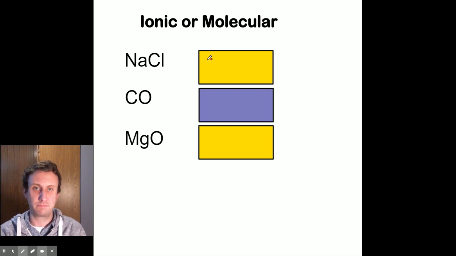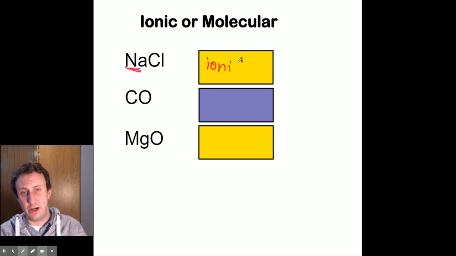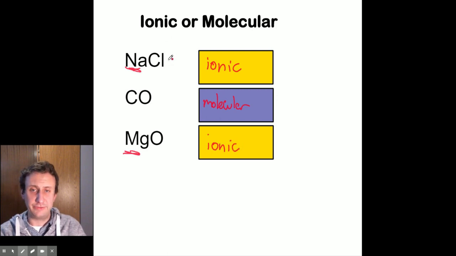Pause. Okay, here are the answers. Sodium chloride. Sodium, again, it's a metal. So this is going to be ionic, right? Because it has the metal in it. Carbon monoxide is molecular. And then magnesium oxide, magnesium again is a metal, so this is going to be ionic. So given that sodium chloride is ionic, it's going to be a solid. Carbon monoxide being molecular, well, that's going to be a gas. And then MgO being ionic, that's going to be a solid.